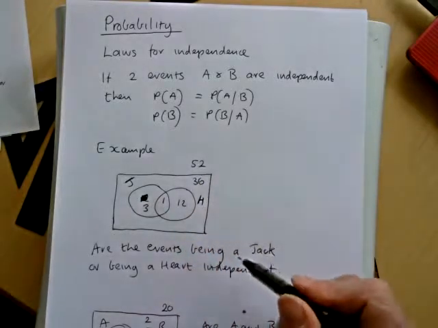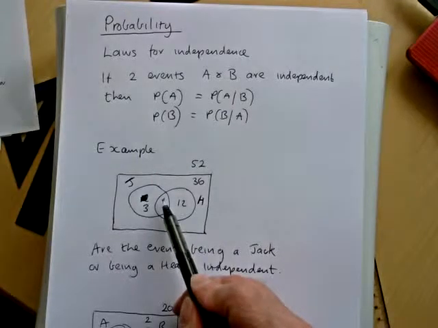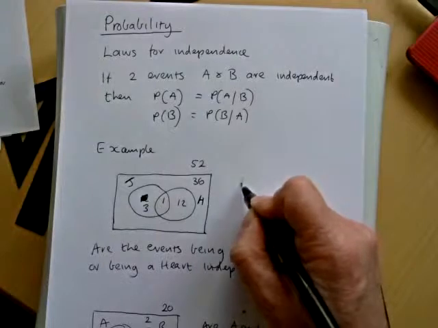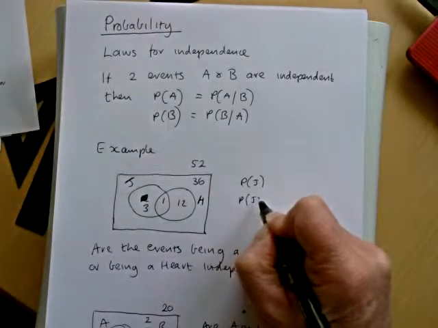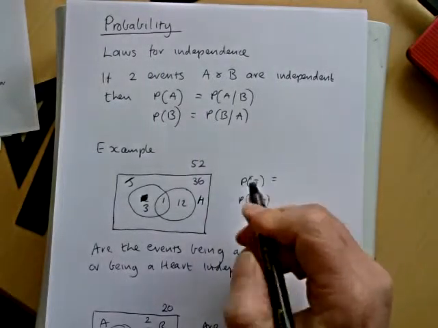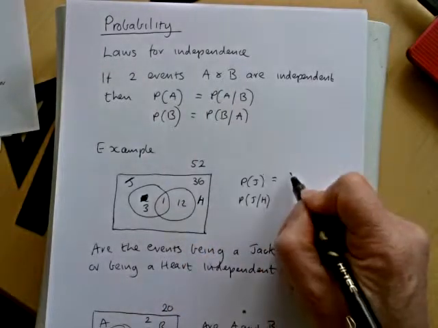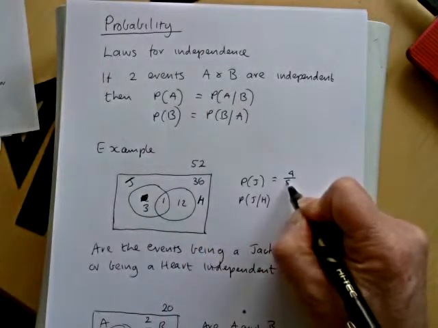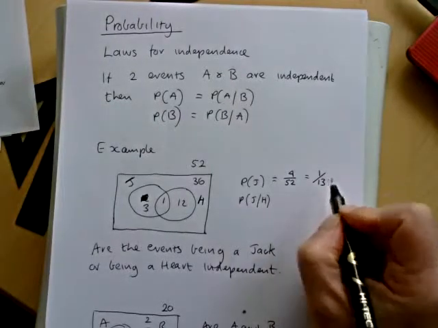So are the events being a jack or being a heart independent? Well, they can happen at the same time, but that doesn't mean they're not independent. What we need to work out is the probability of a jack and the probability of a jack given that you are a heart, and compare. So the probability that I'm a jack, well, there's 4 cards that are a jack out of 52. So that is 4 out of 52, which is 1 out of 13.